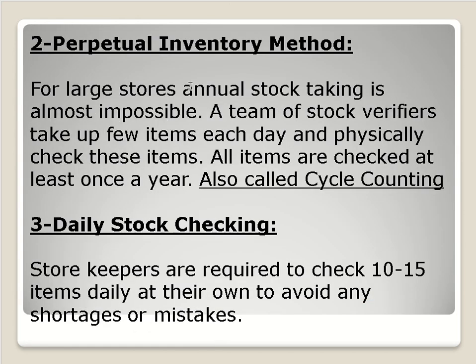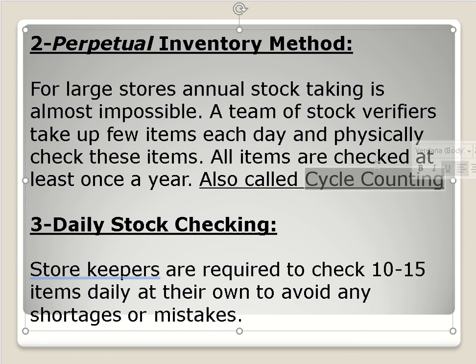Number 2, perpetual inventory method. Continuous, and that's why it's called perpetual. It's also called cycle counting. All right. For large stores, annual stock taking is almost impossible. A team of stock verifiers take up few items each day and physically check these items. All items are checked at least once a year.